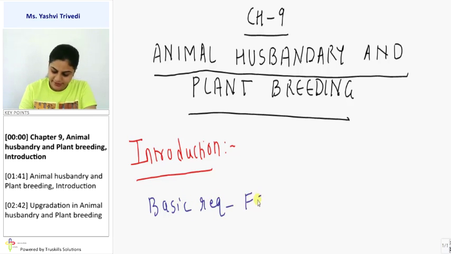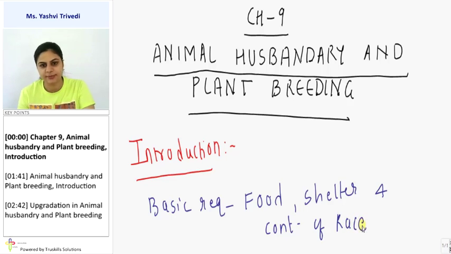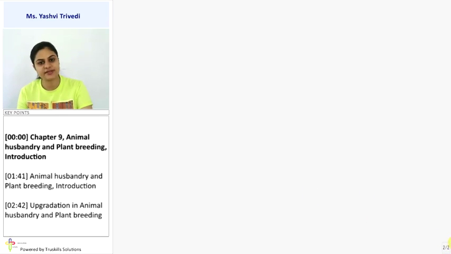basic requirement is food, shelter, and continuity of race, that is basically reproduction. So these three are the most basic requirements of the human beings, and for these requirements they have been struggling, or they have been working to get those requirements from the time that they have evolved.